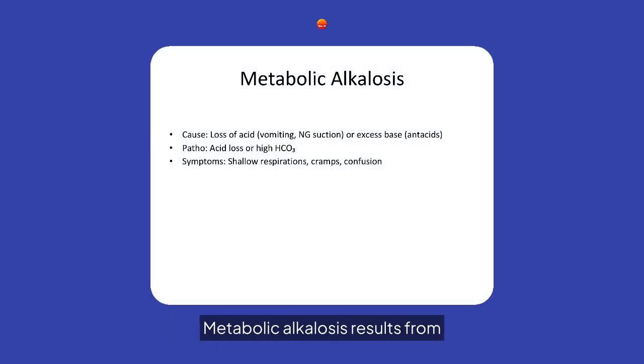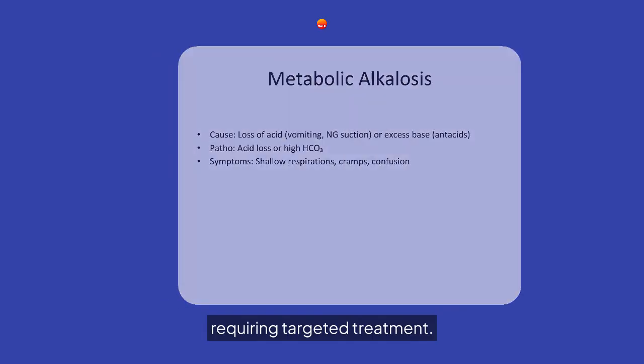Metabolic alkalosis results from the loss of acid, such as through vomiting or NG suction, or from excess base intake, like antacids. This condition involves acid loss or high HCO3 levels. Symptoms include shallow respirations, cramps, and confusion, requiring targeted treatment.